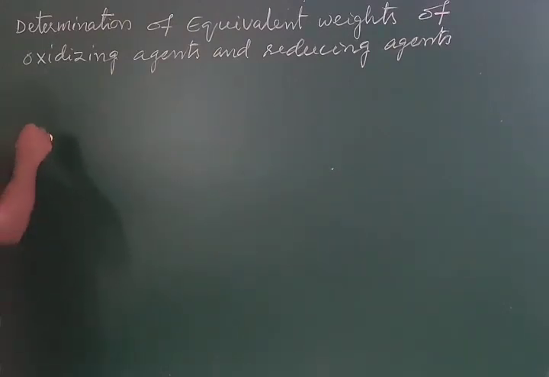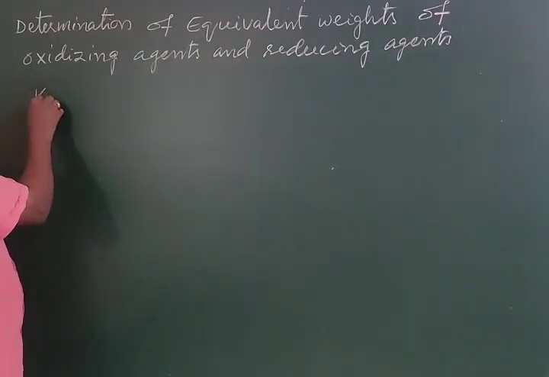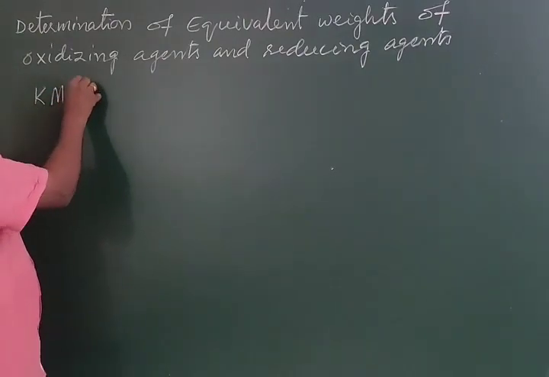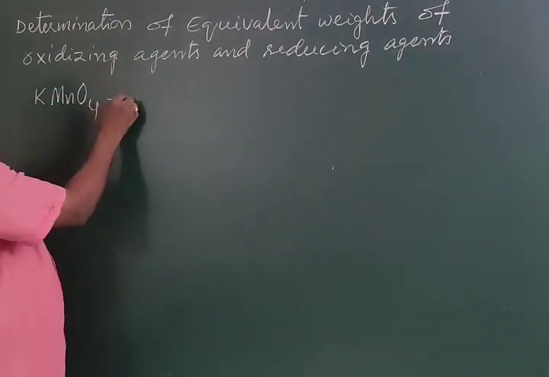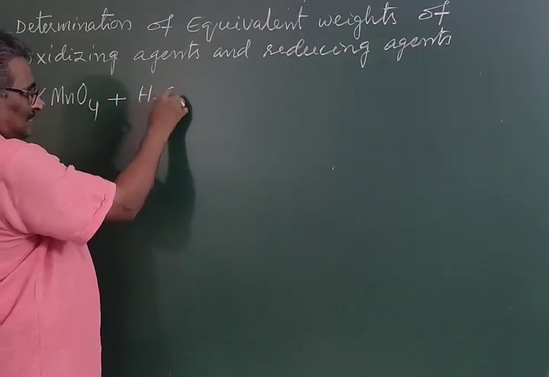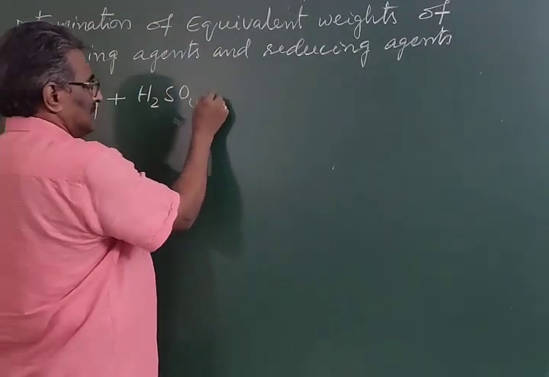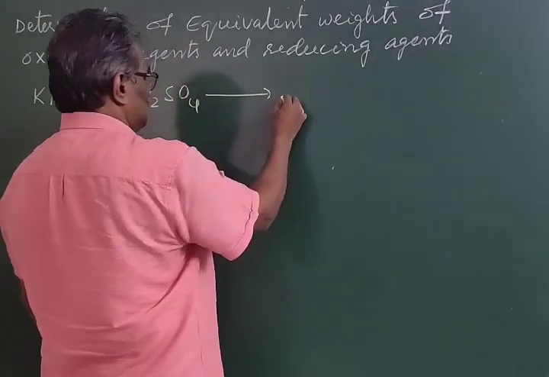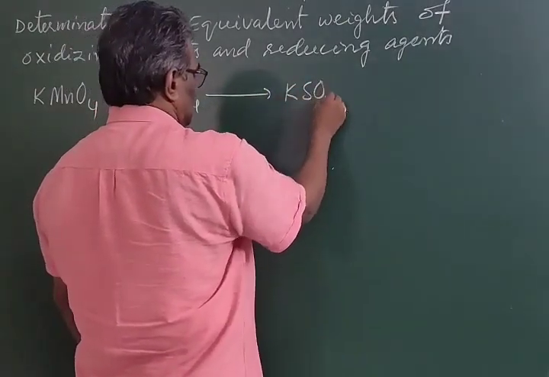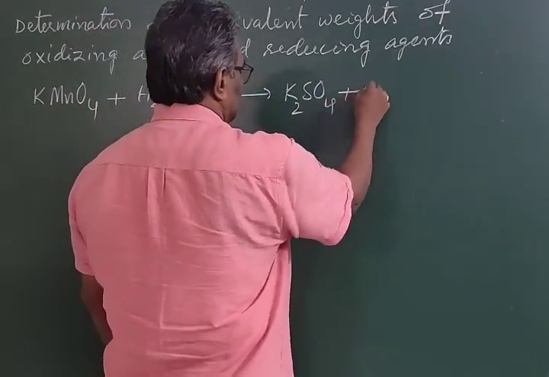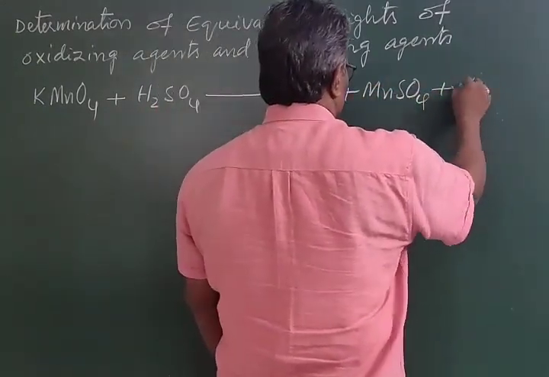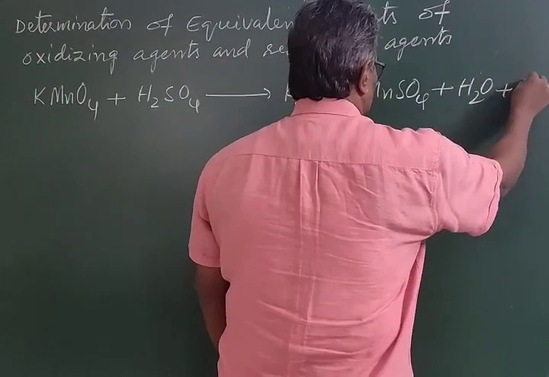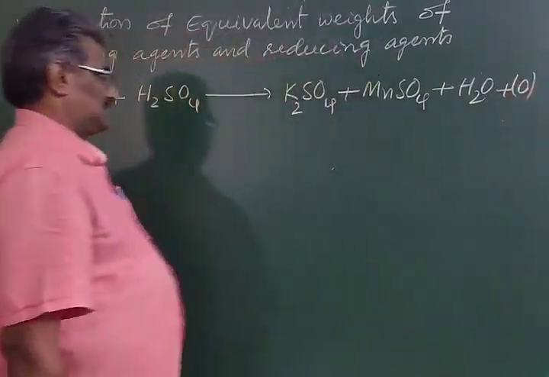Okay. For example, potassium permanganate in the presence of acid changes to potassium sulfate, manganese sulfate, water and nascent oxygen.